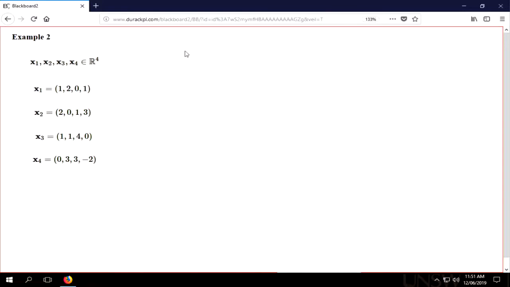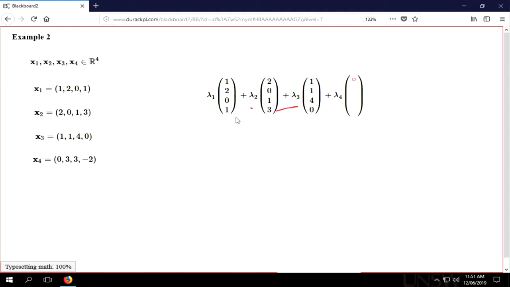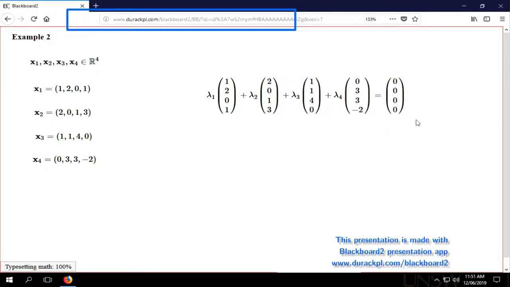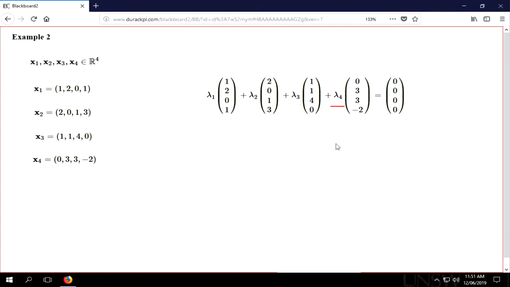Again, I raise the same issue: whether I can make the linear combination of these vectors equal zero even though not every coefficient is zero. So I just take the linear combination of these vectors and substitute my vectors right on the spot. I equate this to zero and ask whether I can find unknowns lambda that work for this relation, but not necessarily every one is zero.